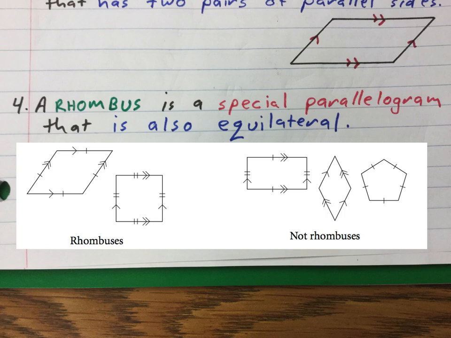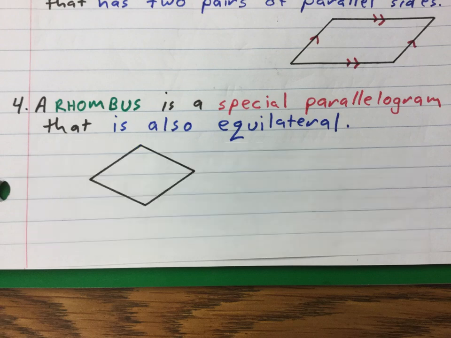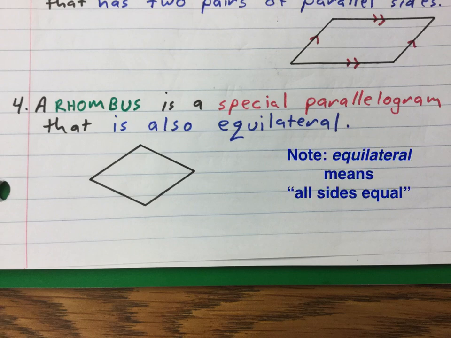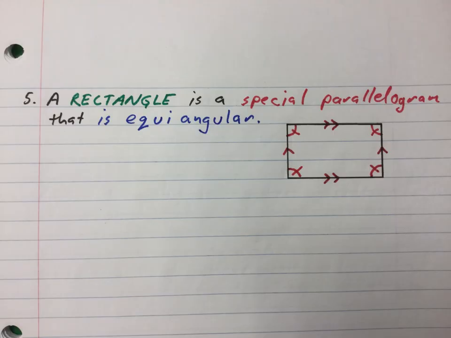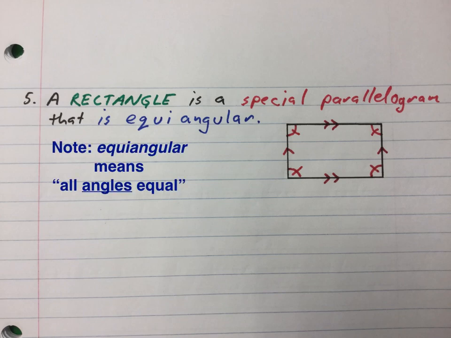Now, a rhombus is a special type of parallelogram. It's a special type of parallelogram that is also equilateral. Remember, equilateral means the laterals are equal, lateral being sides. So all sides are equal. Another special parallelogram is a rectangle. A rectangle is a special parallelogram that is also equiangular, meaning all angles are the same.